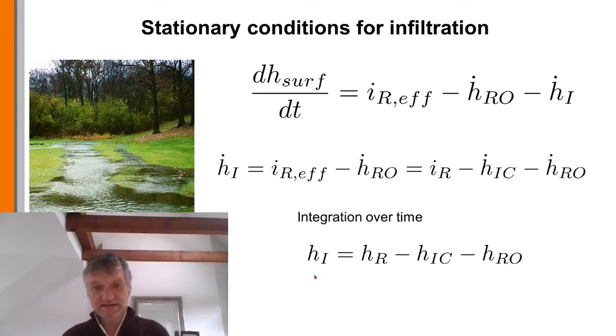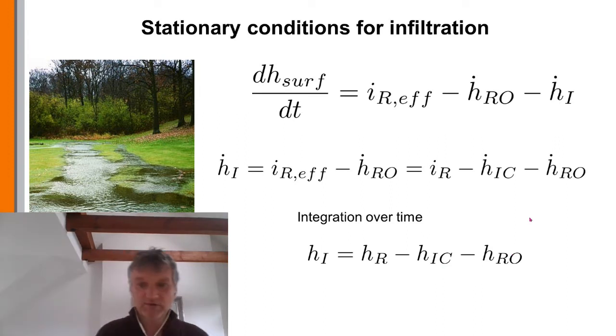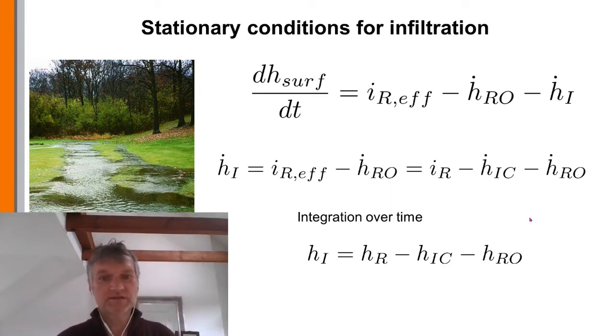The infiltration height now is the rainfall height minus the interception height, which is the effective rainfall height, minus the runoff height. So this is the first equation. We need to calculate the runoff. We want to have the runoff here.